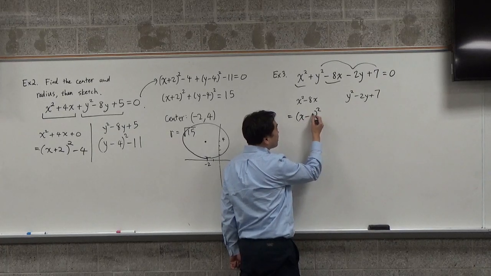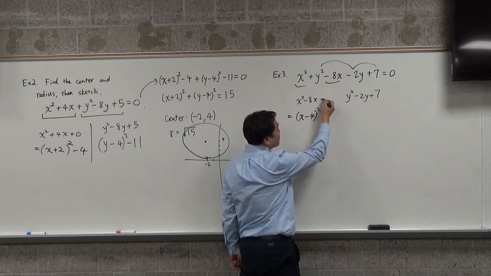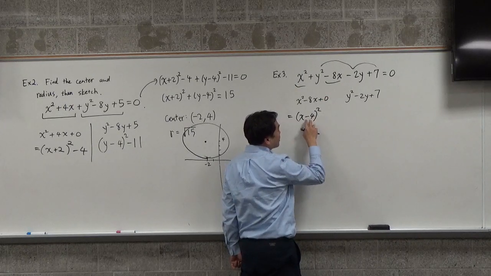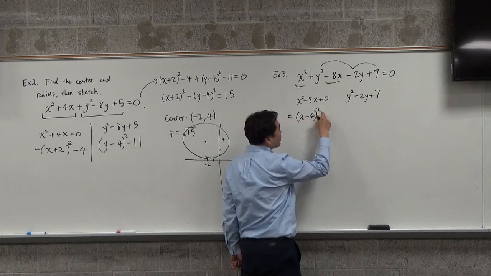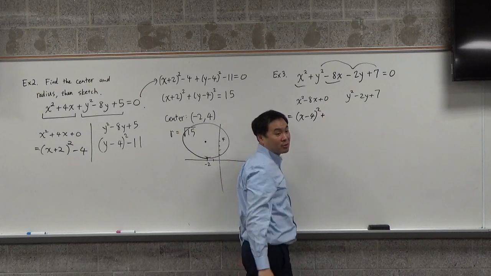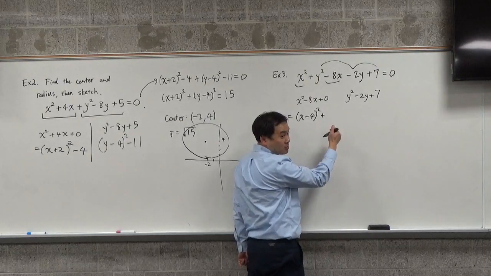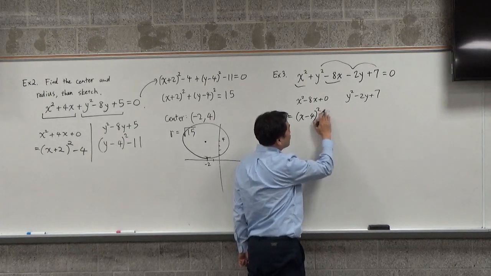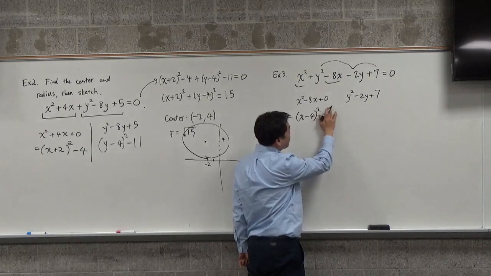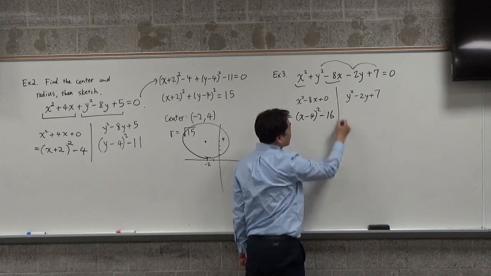x minus 4, right? And then there's nothing here, plus zero. So it's negative 4 squared plus what gives you 0? Negative 4 squared. What's negative 4 squared? Positive 16. 16 plus what gives you 0? 16 plus negative 16. Okay, that's what you have.